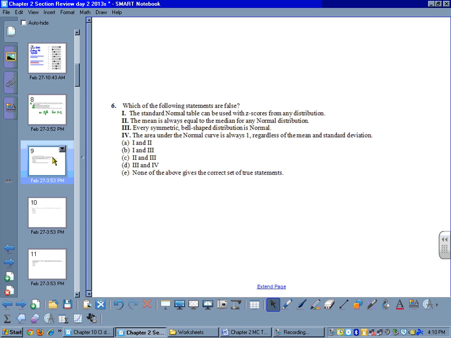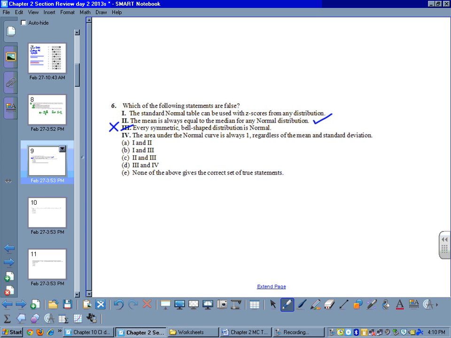Number 6 was a bit of a trick, I have to say. First off, the mean is always equal to the median for any normal distribution. That's correct because a normal distribution has a single peak. Every symmetric bell-shaped distribution is normal. That is not correct. That is false. In order to test for normality, it has to pass our 4 tests. So you can have symmetric, semi-bell-shaped things that won't be normally distributed.